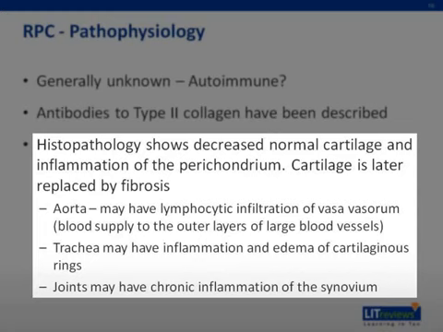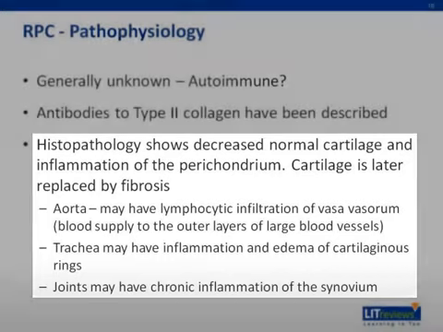Other tissues have been examined. The aorta is not cartilaginous but can still be involved, demonstrating lymphocytic infiltration of the vasa vasorum, which provides the blood supply to the outer layers of the large blood vessels. The trachea, classically involved, may have inflammation and edema in the cartilaginous rings. Joints may demonstrate acute and chronic inflammation of the synovium, which lines the joint space.